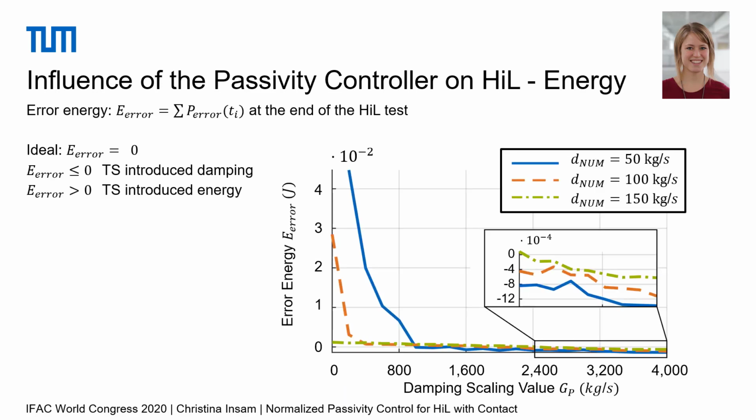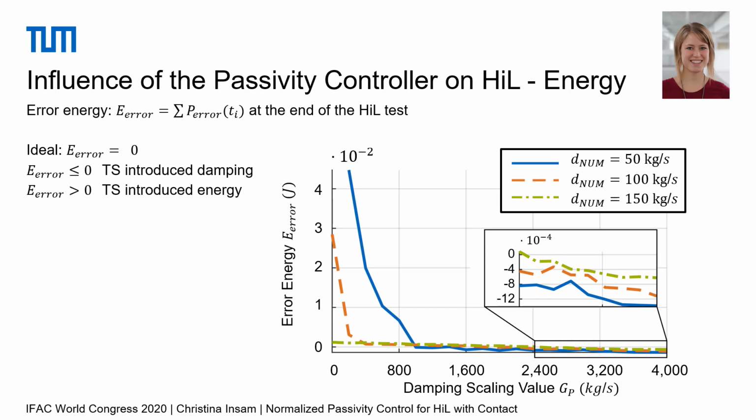Let's have a look at the error energy. The error energy is the sum of the error power over all time steps of the hardware-in-the-loop test. So it measures how much energy has been introduced or dampened by the transfer system throughout the test. Ideally, the transfer system does not have an influence on the test, meaning that the error energy is zero. A negative value means that the transfer system introduced damping, and a positive error that it introduced energy and made the test unstable. We performed the test for all three systems and varied the damping scaling value.